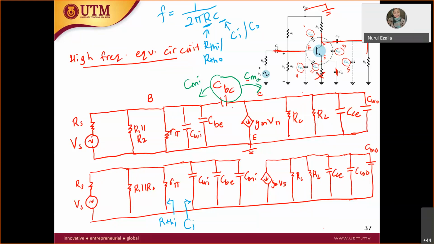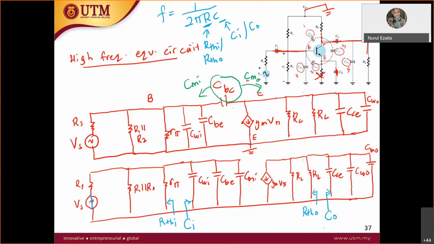So what will be the RTH, students? When VS is short circuited, RTH in is equal to what? R pi parallel with R1, parallel with R2, parallel with RS. How about the total C in? Also the same: CW in parallel with CBE, parallel with CMI. Not finished yet. At the output you also have RTH out and C out. That's how you get everything there.